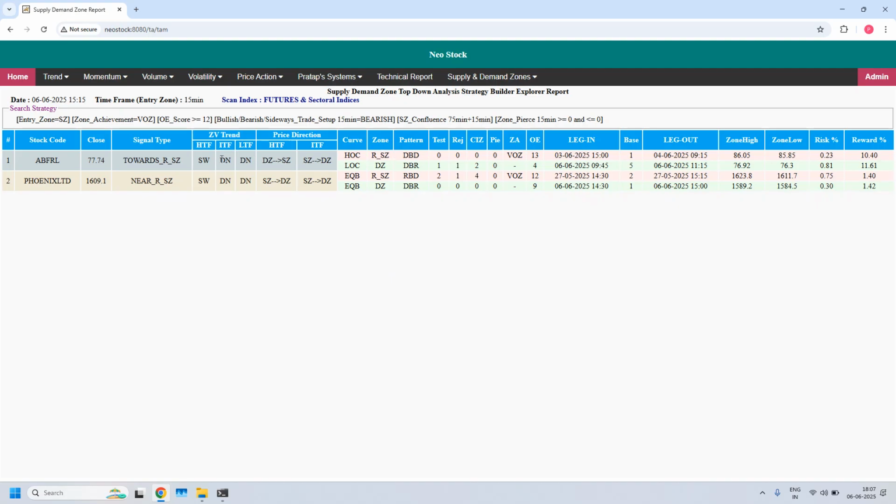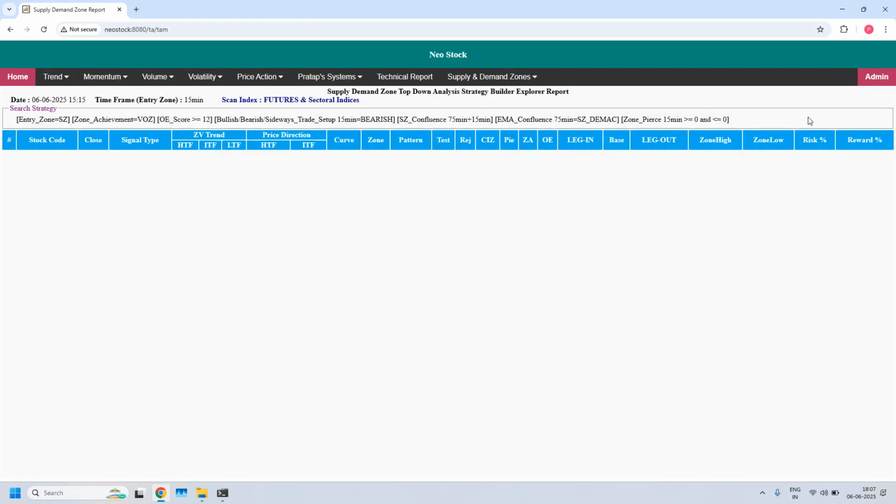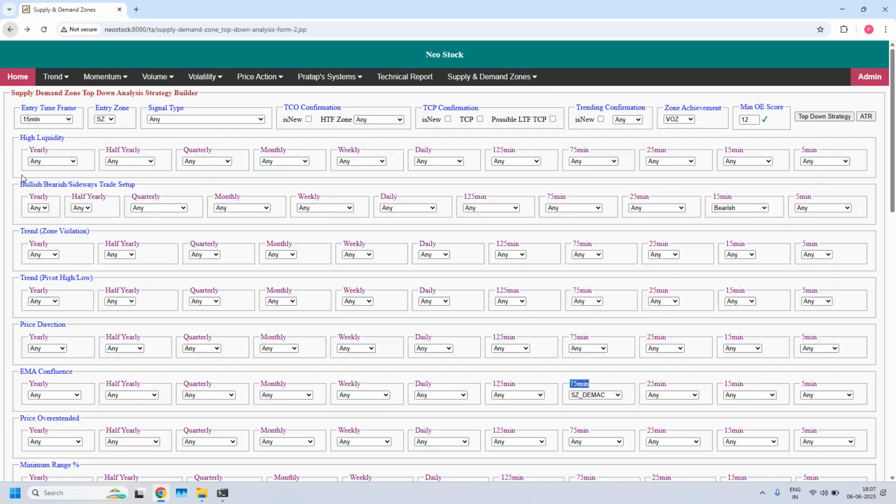And the 75 minutes trend is a downtrend. Let's further filter based on 75 minutes supply zone with daily EMA confluence. Anyway, the 75 minutes trend is down. None of them are having EMA confluence. Next, we will look into LTF, ITF and HTF supply zone confluence supported stocks.